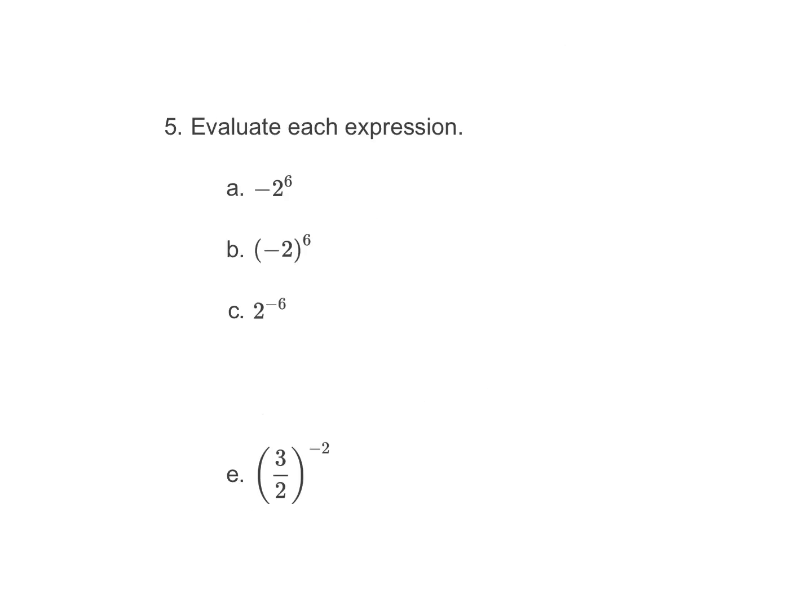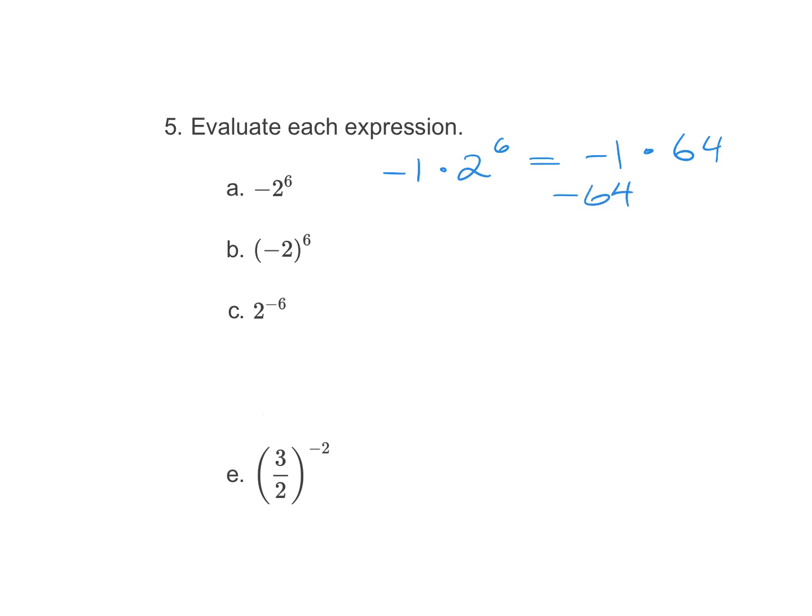Okay, so for number 5, A, B, and C all look very similar. But notice on part A, that negative sign is not being held in. So you can either think of this as a negative 1 times 2 to the 6th. And 2 to the 6th is going to be 64. So really it's negative 1 times 64. So part A is negative 64.